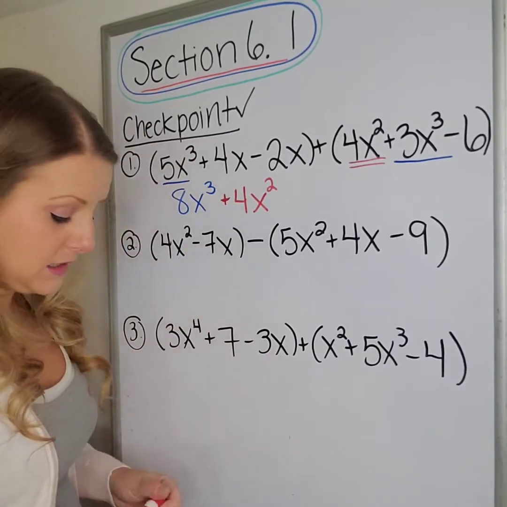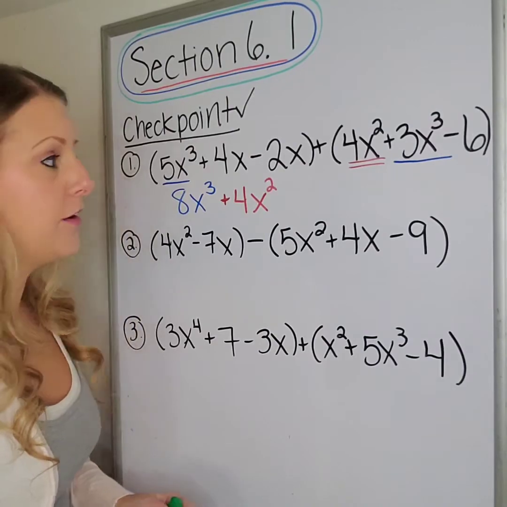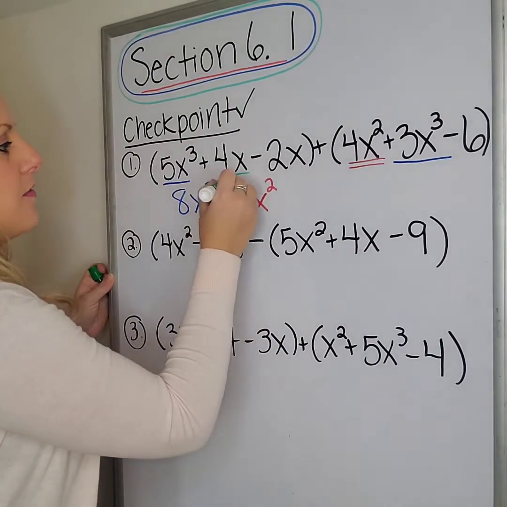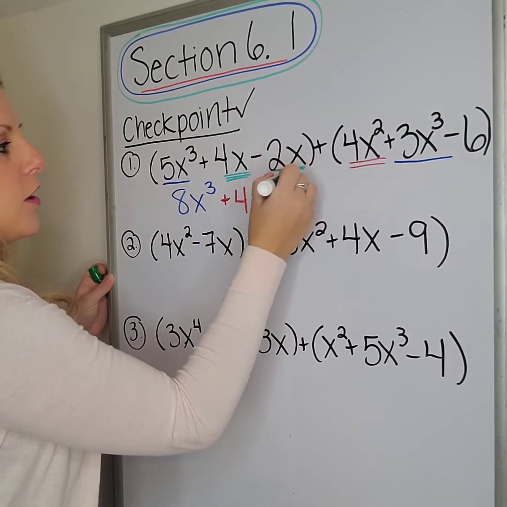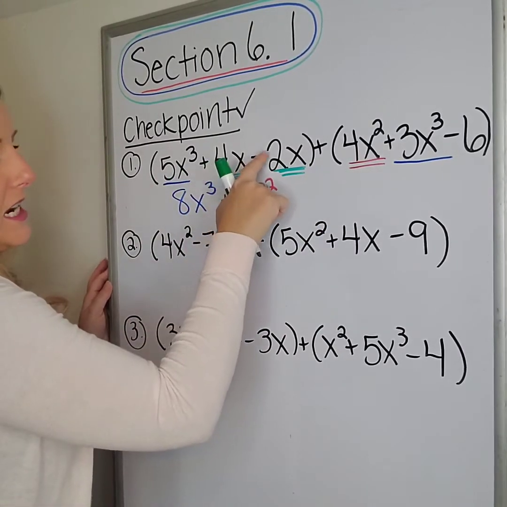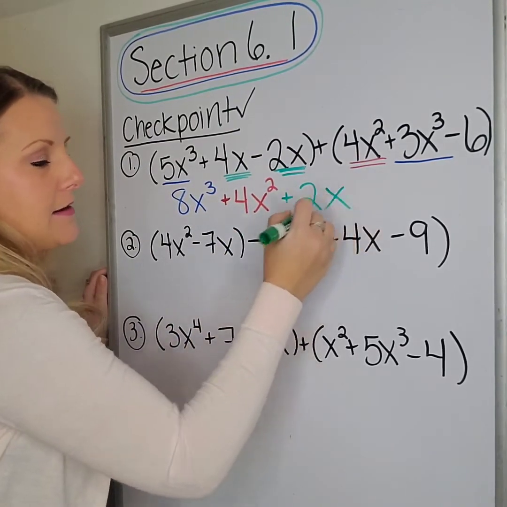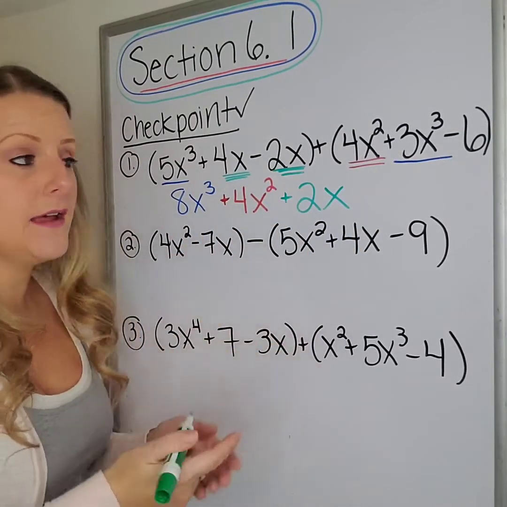Now we're down to x to the first, or just an x, because the first is going to be imaginary. So x to the first with x to the first, and it stays x to the first. Okay, so 4 take away 2. Well, that's positive 2, and it stays in x. X goes with x, and it stays in x.